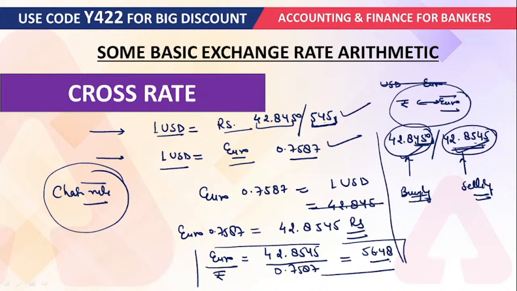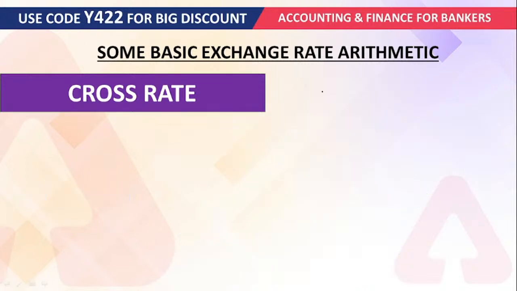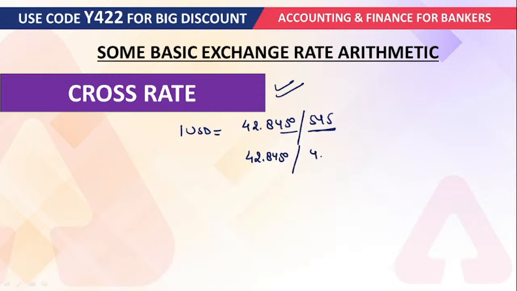So once again I am repeating this because it is a very important concept, right? Just understand what I said: whenever we are talking about the cross rate method, there is a direct quotation available between the dollar and rupee, 42.8450 slash 545. So look, after the slash, whatever number of digits there are, the same digits you have to replace before the slash. So if there are 3 digits here, then you have to exchange 3 digits before the slash, okay. So now that would be the buying price and that would be the selling price, 42.8545. That would be buying, that would be selling.